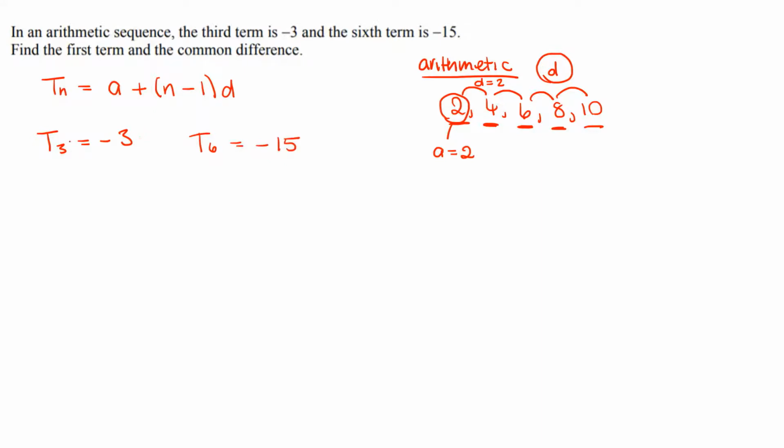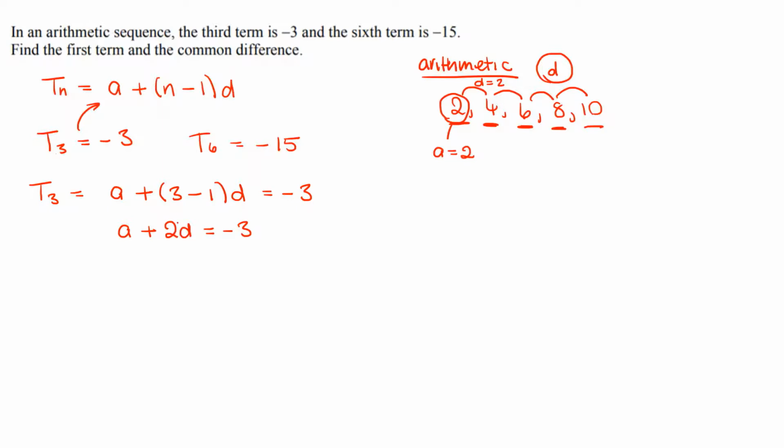So if we know the third term is -3, we can go ahead and substitute it into this formula, where in this case n would be 3. So T of 3 would be equal to A, which in this case we don't know, plus n minus 1, which would just be 3 minus 1, multiplied by D. We know that's equal to -3. So we can form an equation then: A plus 2D is equal to -3.